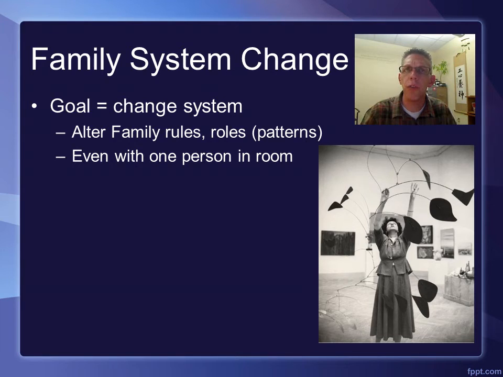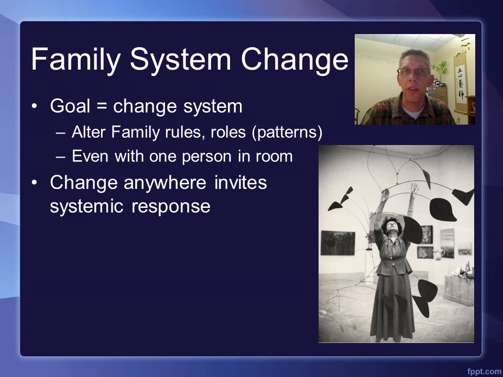And this is true even if you're working with just one person. If I'm working from a family systems perspective, I'm going to help that individual to change the way he or she responds to other family members in the system. And the reason why that works is that change anywhere within the system will invite a response throughout the system. So think again of the woman there who's adjusting the mobile. If she moves one element in that system, everything else is going to have to shift to find a new balance. So that's why it works with just one person.